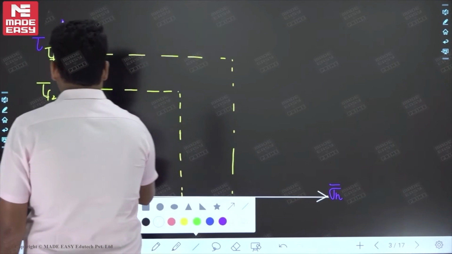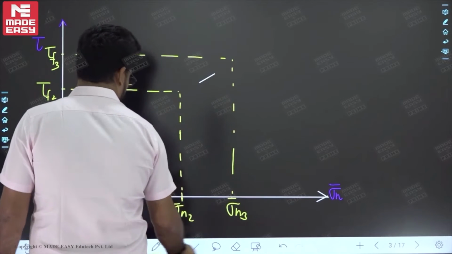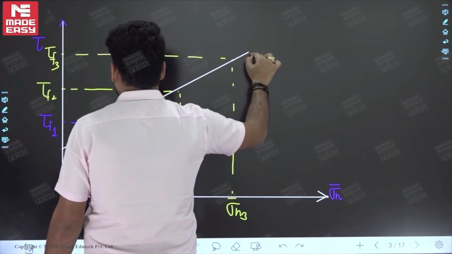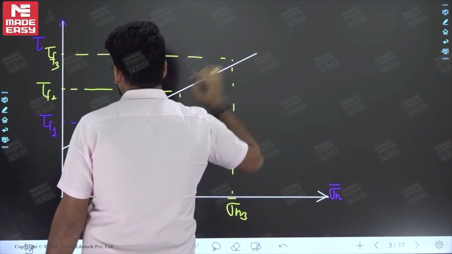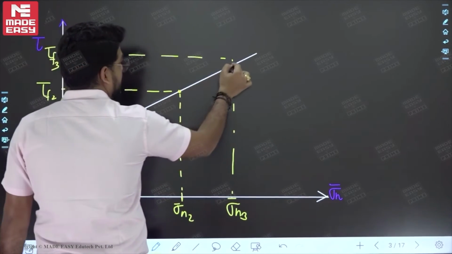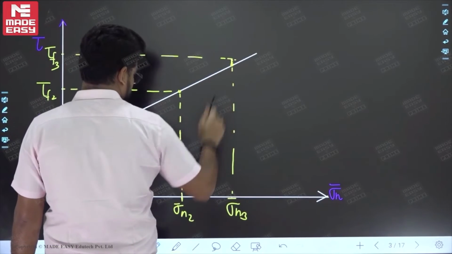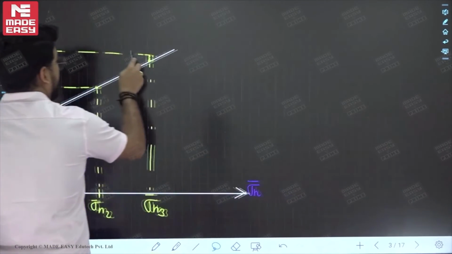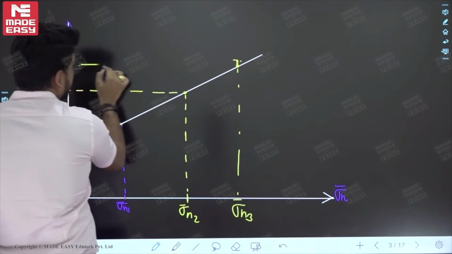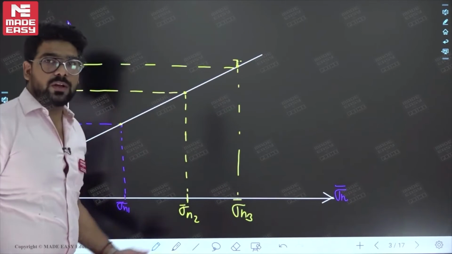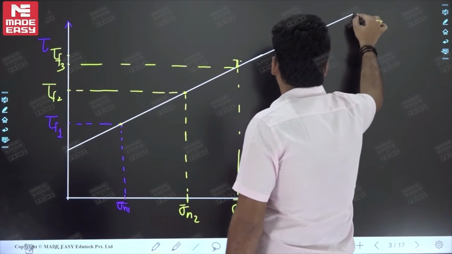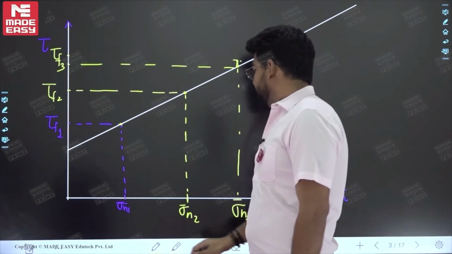Now when we join all these points, we will join these points like this. Okay. So this way we will join all these points. Clear? Now in this case, we obtain this straight line, and now tell me, what is this straight line?